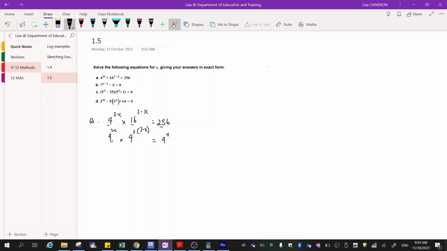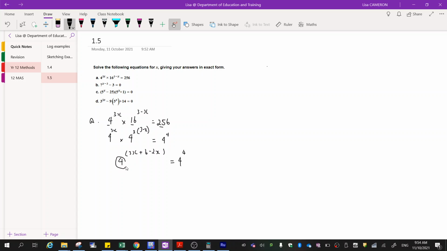Okay, so because these two things now have the same base and they're multiplying, I can add the powers together. So this will become 4 to the power of 3x plus, now I'm going to expand this bracket at the same time, 2 times 3 makes 6 minus 2x, is equal to 4 to the power of 4.